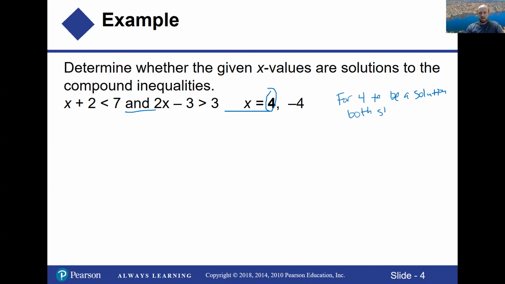For 4 to be a solution, both statements must be true because it's an "and." If it was an "or," only one of them would need to be true. So let's see what happens here. I'm going to solve these just like I would solve an equation. I'm going to subtract 2 from both sides of the inequality, which leaves me with x is less than 5.